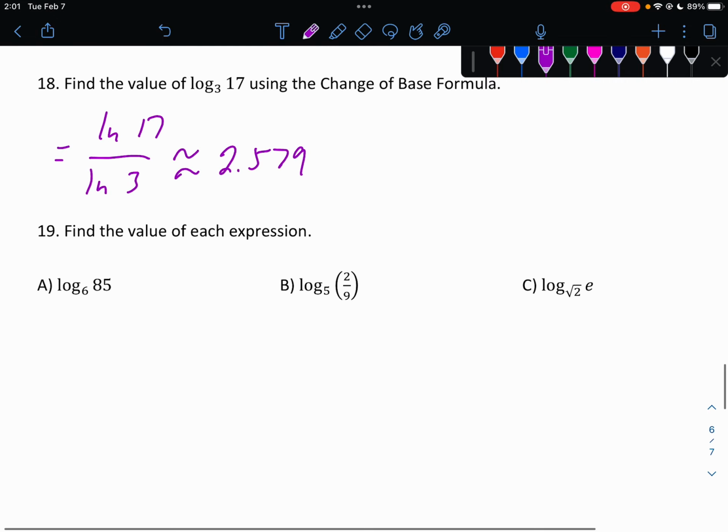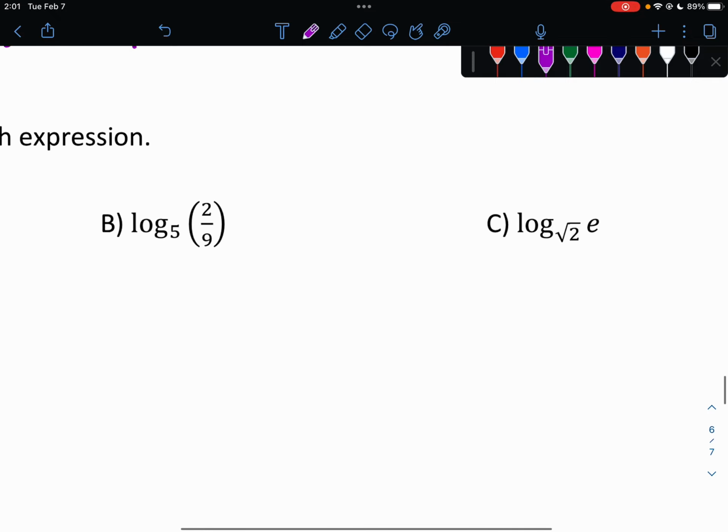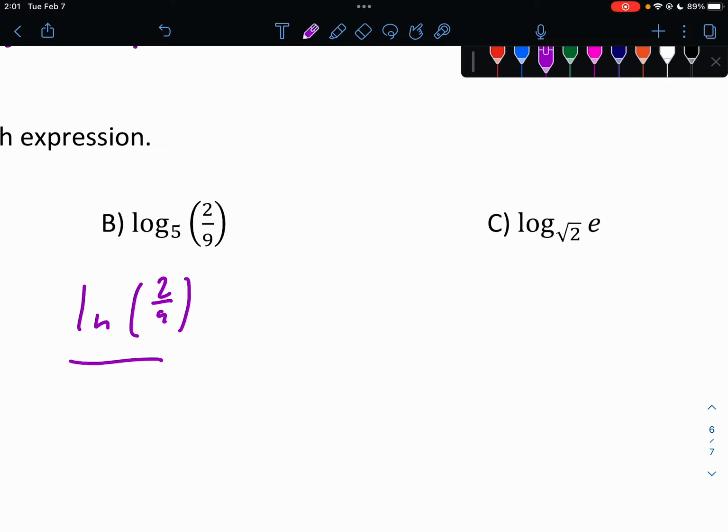All right, if you want to pause this video here and try the three problems that we see here, you're welcome to do that. Otherwise, I will go through them right here. So 19a is ln 85 over ln 6, which is 2.479. Part B is ln of 2/9 over ln of 5. Negative 0.935 is what I'm getting here.